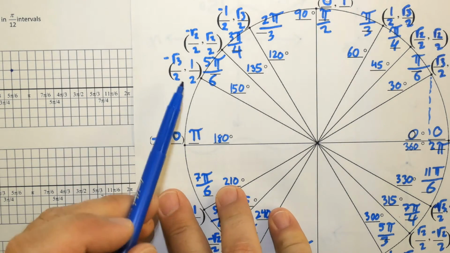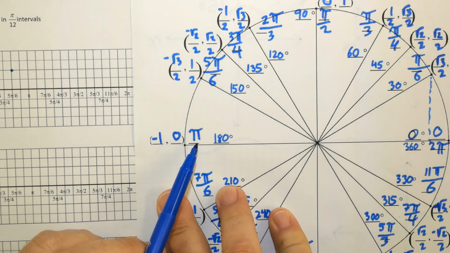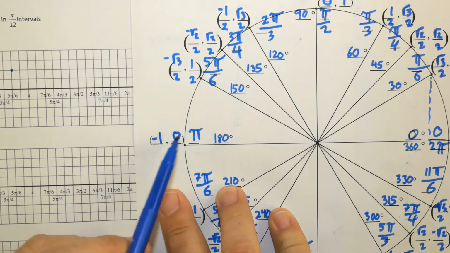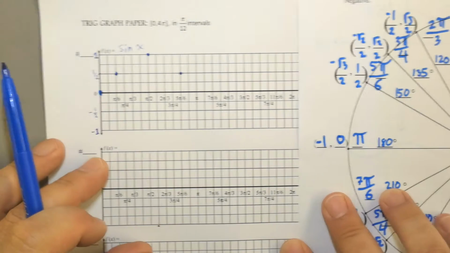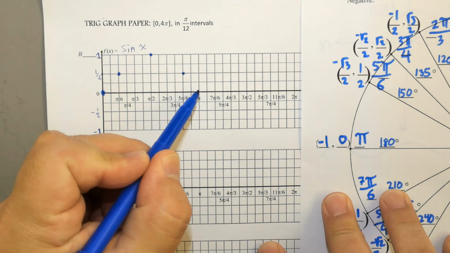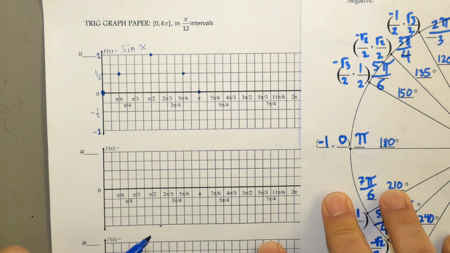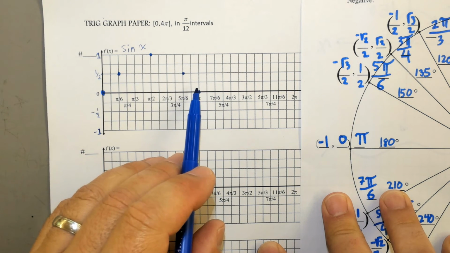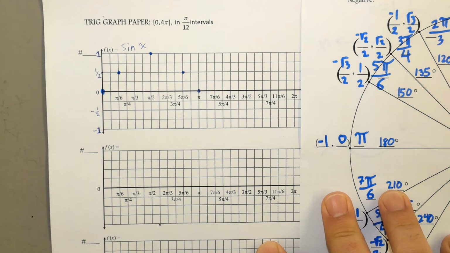Alright, let's continue. 5 pi over 6, we're at 1/2. At pi, we are where? At 0, right? Pi, comma, 0. So let's go to our graph. At pi, we are at 0. Okay, so it looks like it goes up and then down. Right? At least that's what it's looking like.